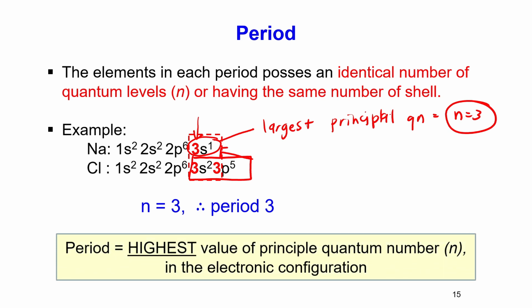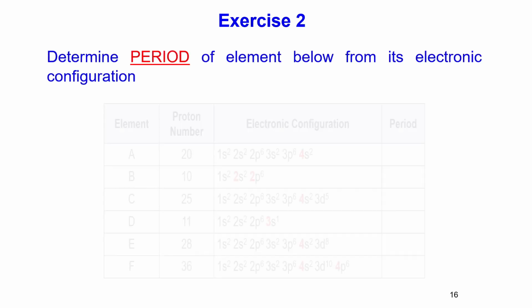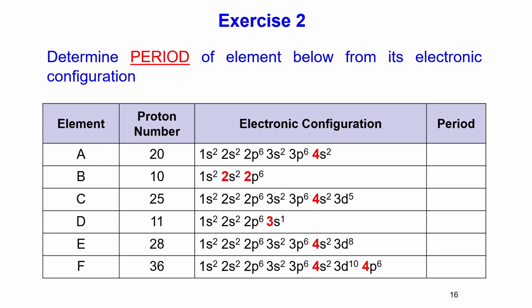So we can conclude that the number of the period is equal to the highest principal quantum number of the element. So from this exercise, can we identify which period each element belongs to? According to the electronic configuration, for element A, we have the largest principal quantum number 4. So element A is in period 4.